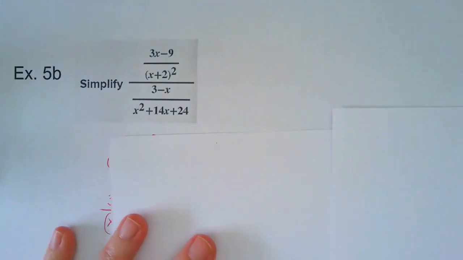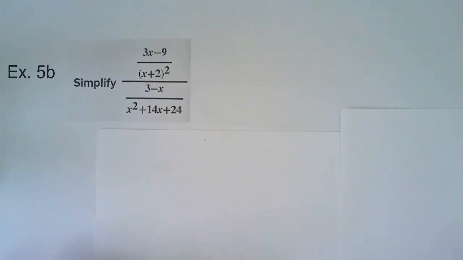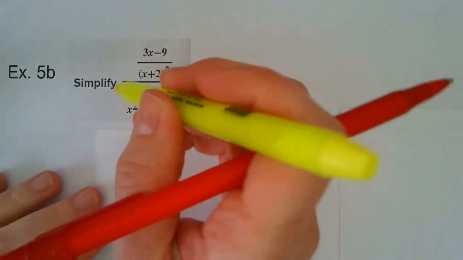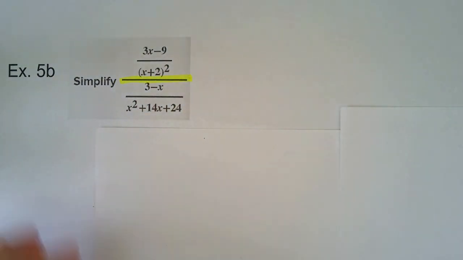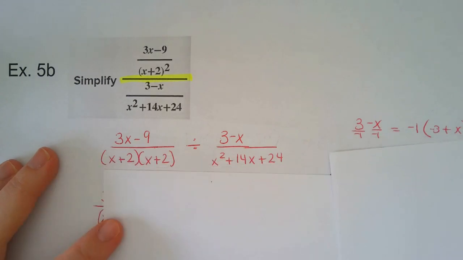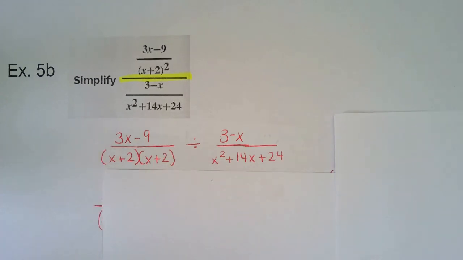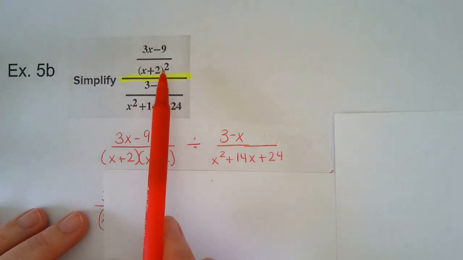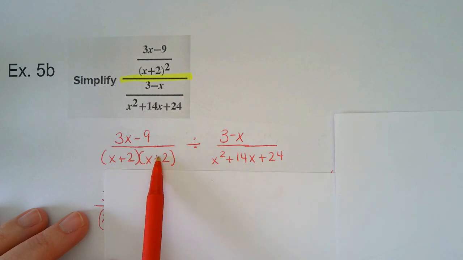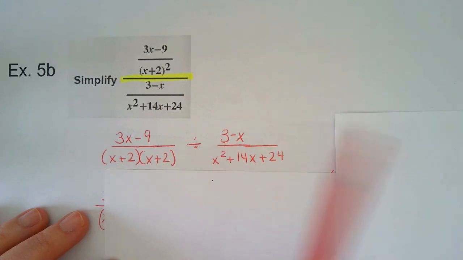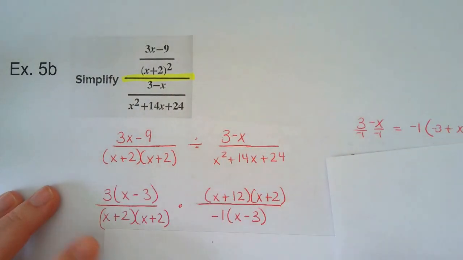So why don't you pause the video and try this last one. So once again, you've got that big division bar in between there. Okay, so just think of it like division. So I just rewrote it horizontally instead of vertically. Now I'm going to factor as much as I can. So these x plus 2's, I see I've got 2 of those there. And then I've got a 3 minus x over there.